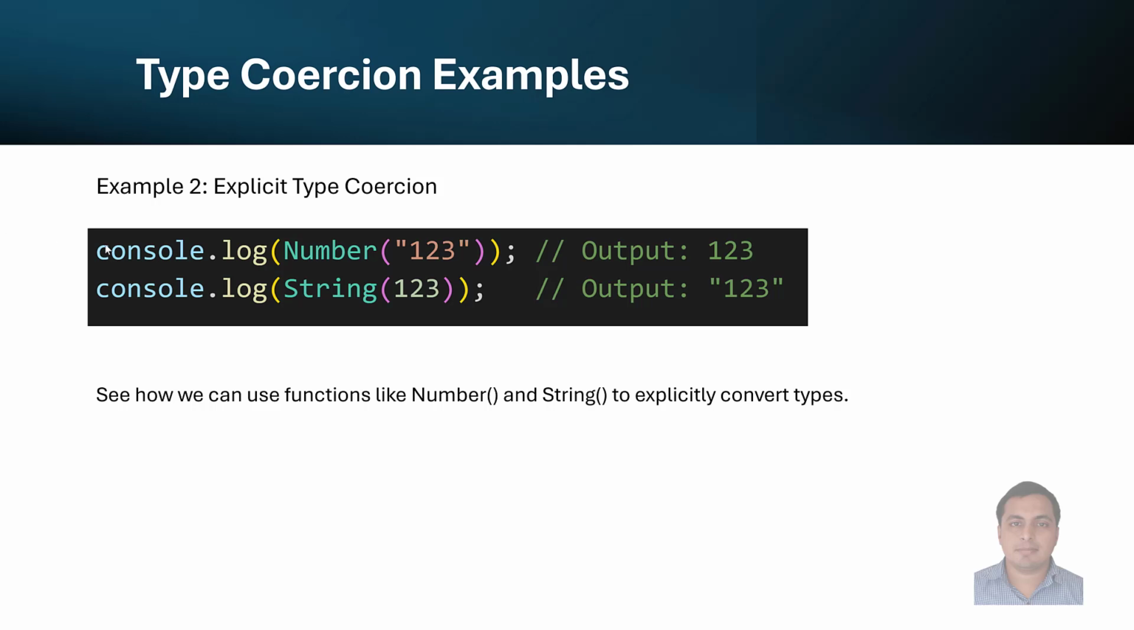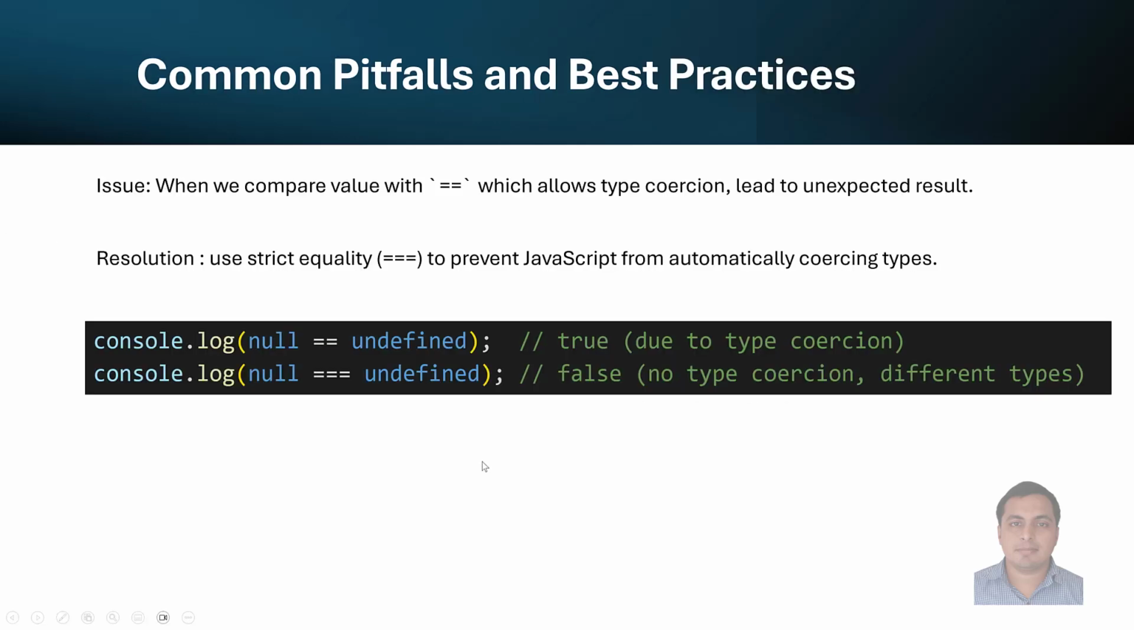Now let's understand common pitfalls and best practices. Let's take one of the issues. When we compare values with the double equal to sign, which allows type coercion, it leads to unexpected results. So what is the resolution? The resolution is to use strict equality, that is the triple equal to sign, to prevent JavaScript from automatically coercing the types. So here is the code example.